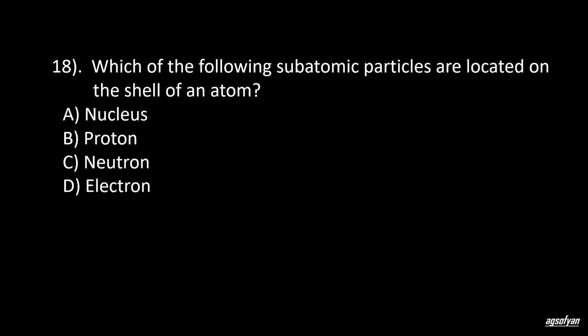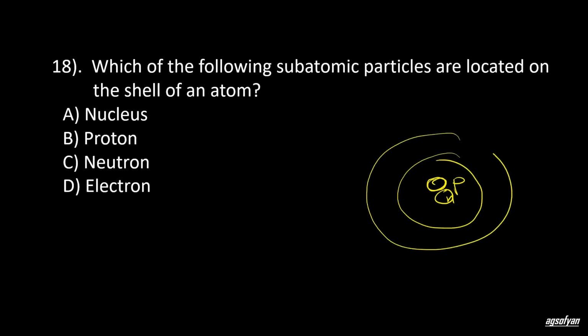Which of the following subatomic particles are located on the shell of an atom? Nucleus, proton, neutron, or electron? If you see an atom, it has a nucleus that consists of protons and neutrons. Then outside the nucleus, there is a shell. It's called the electron shell because it consists of electrons. So electrons are the ones on the shell. The answer will be electron.